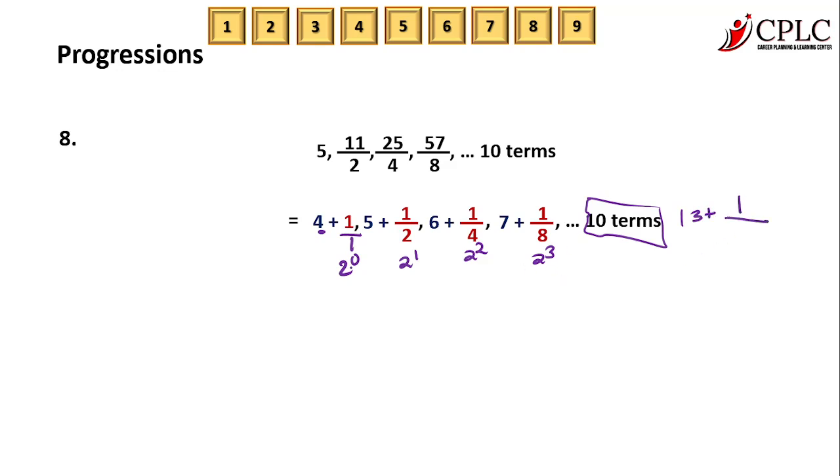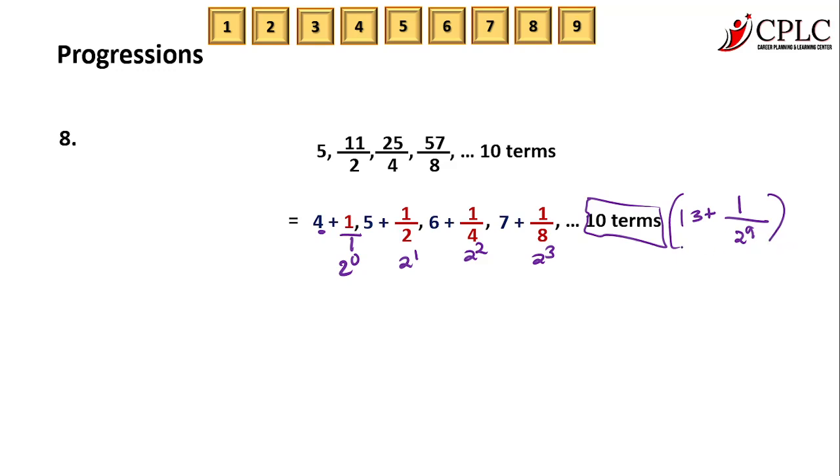Now for the first term, it was 2 raised to 0. For the second number, it is 2 raised to 1. For the third number, it is 2 raised to 2. So clearly it is going one step behind. So for the 10th term, it will be 2 raised to 9, for example. So that's the first thing that we need to understand. So this is going to be the 10th term.